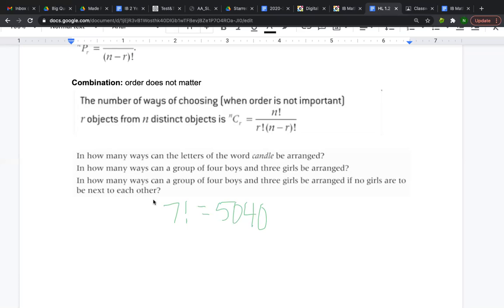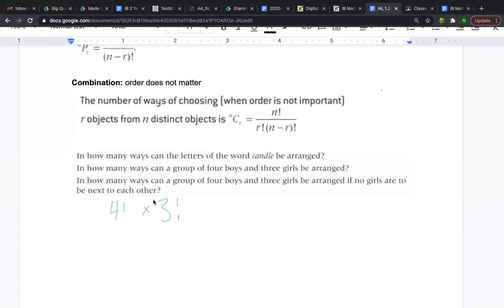So then the last one, in how many ways can a group of 4 boys and 3 girls be arranged if no girls are to be next to each other? Well, the first thing that I want to look at is the different ways that the 4 boys could be grouped together. So there are 4 factorial ways of arranging that. And then there's 3 factorial ways of arranging the girls, just in terms of the order that they could be organized.